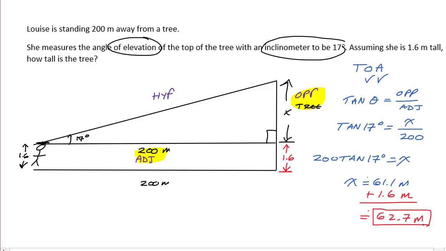So it was a pretty simple question. This is a really common one you'll see, where someone's measuring from the top of their head, and you just draw the triangle from that spot, and we just add their height at the end. Let's look at one final question.